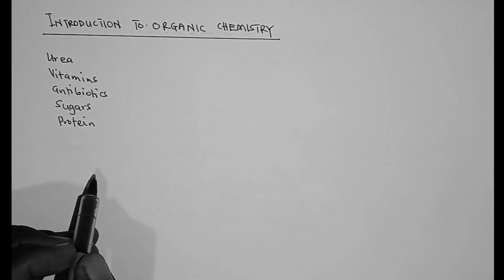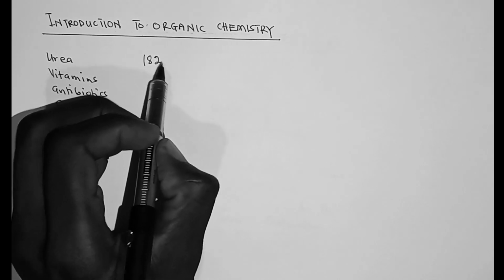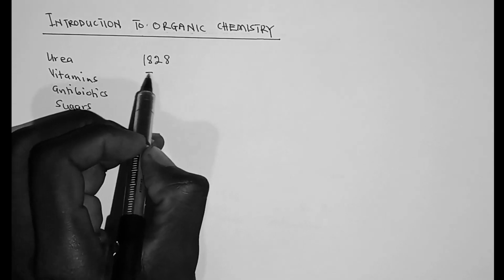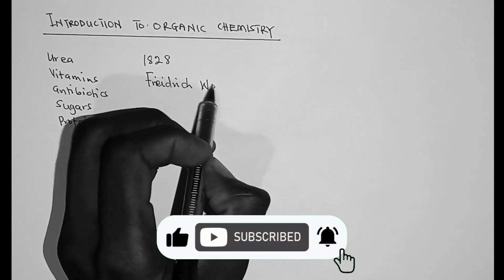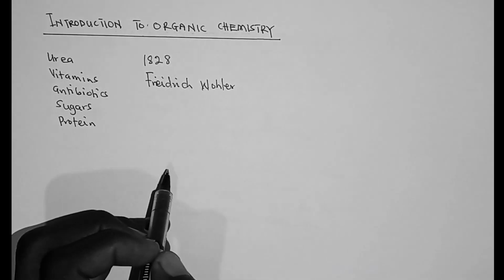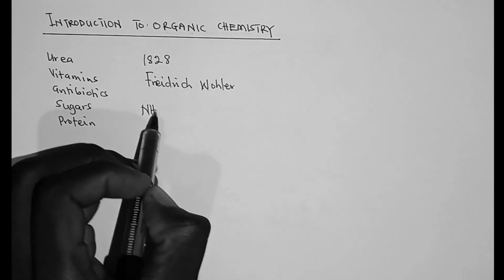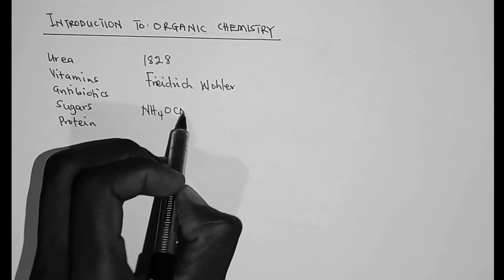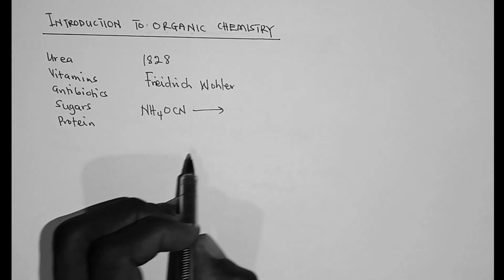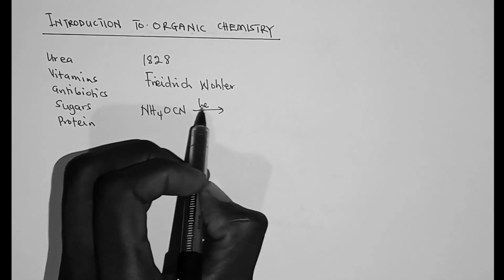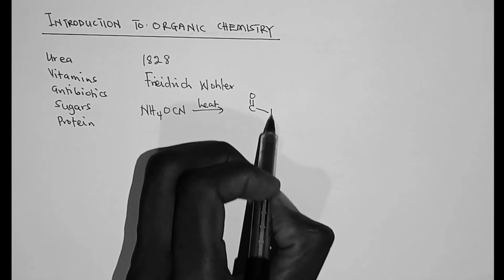So, this was a long held tradition up until 1828, where a chemist known as Friedrich Wöhler synthesized urea accidentally in the laboratory. What he did was that he put ammonium cyanate into fire and then heated it under extreme fire. And then he found out that the byproduct he got was urea.